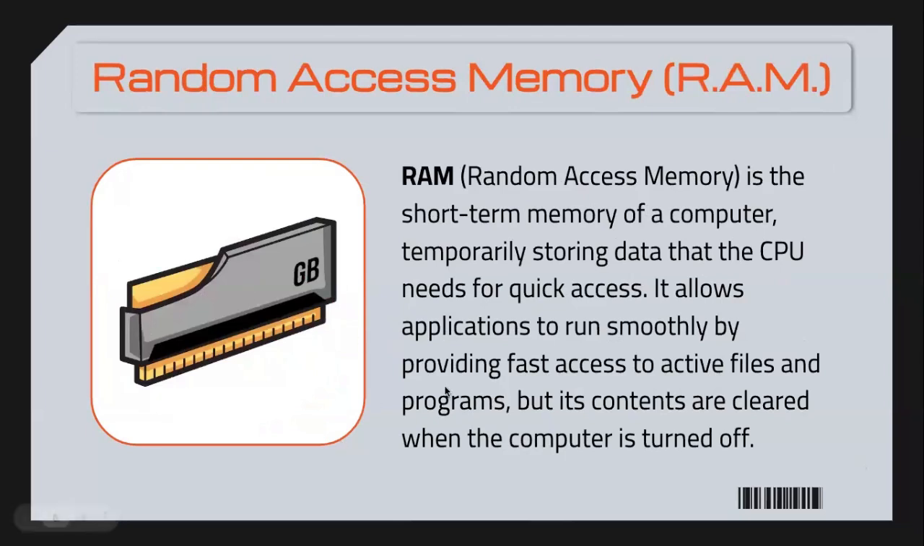And there is random access memory, which is called RAM. It is the short-term memory of a computer, and it temporarily stores data that the CPU needs for quick access. It allows applications to run smoothly by providing fast access to active files and programs, but its contents are cleared when the computer is turned off.